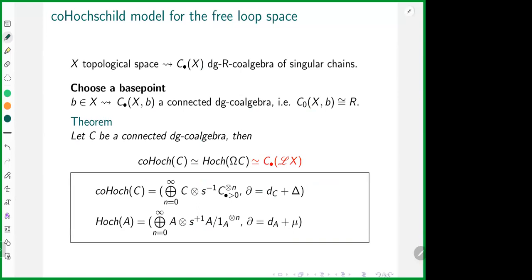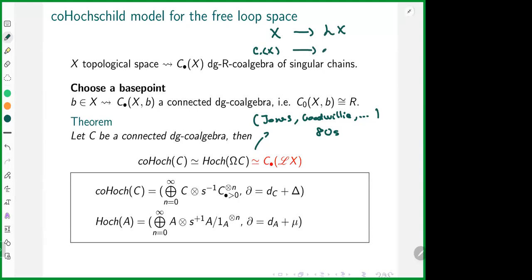Okay, now if we use as input for this coaxial complex the coalgebra of base singular chains, then, this is work of Jones and Goodwillie and others, mostly around the 80s, this is quasi-isomorphic to the chains on the free loop space of X. Which is nice, in the sense that it's showing that I can either have X and build loops out of it, or I can have an algebraic model for X and build loops out of the coalgebra, out of the algebraic thing, using the coaxial complex.